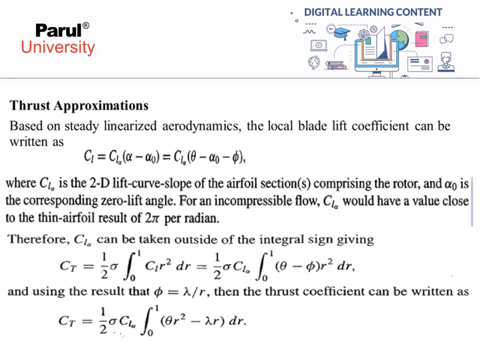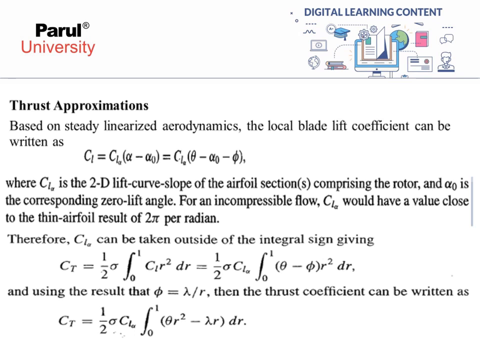Thrust approximations. Based on a study of linearized aerodynamics, the total blade lift coefficient can be written as CL = CL alpha (alpha - alpha naught) = CL alpha (theta - alpha naught - phi), where CL alpha is the 2D lift curve slope of the airfoil section comprising the rotors, and alpha naught is the corresponding zero lift angle. For an incompressible flow, CL alpha would have a value close to the thin airfoil result of 2 pi per radian.